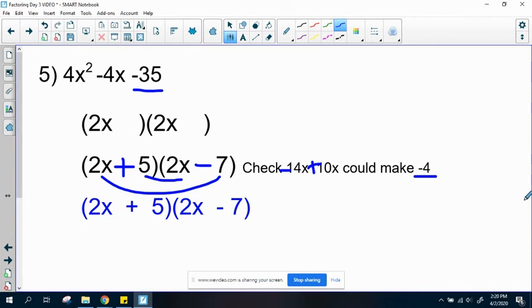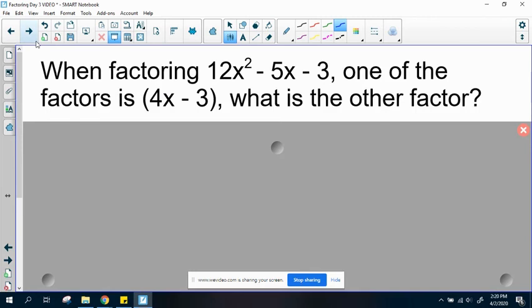Okay, so the best thing that you can do is practice, practice, practice. Just remember, if the last term is negative, you have to have one of each. If it's positive, then it's the same symbols, plus, plus, or minus, minus, okay? But you have to practice, practice, practice.